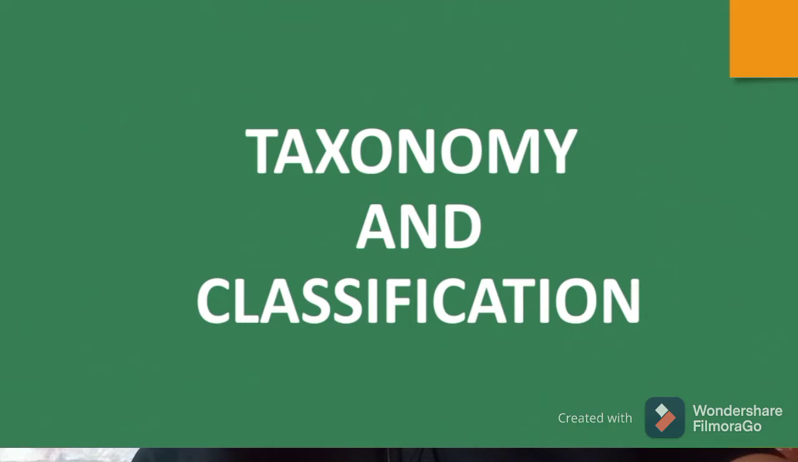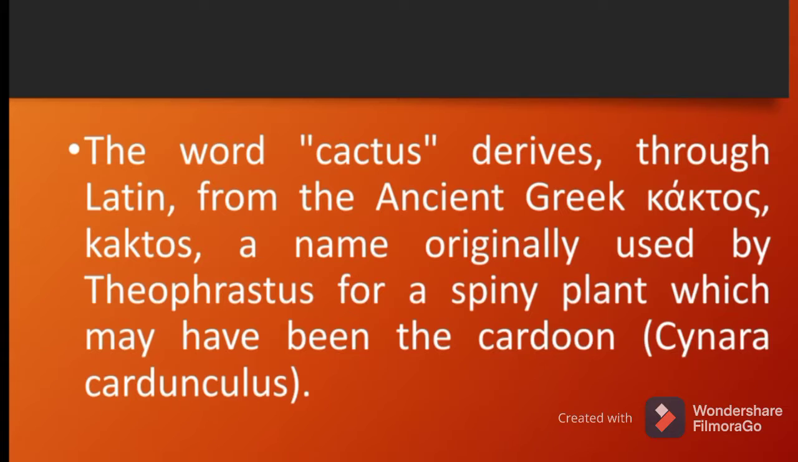Taxonomy and classification. The word cactus derives through Latin from the ancient Greek kaktos, a name originally used by Theophrastus for a spiny plant which may have been the cardoon, Cynara cardunculus. In 1984, it was decided that the Cactaceae section of the International Organization for Succulent Plant Study should set up a working party now called the International Cactaceae Systematics Group, or ICSG, to produce consensus classifications down to the level of genera.